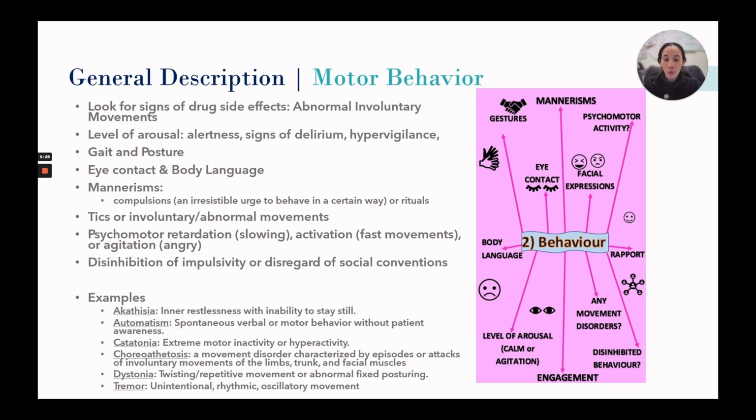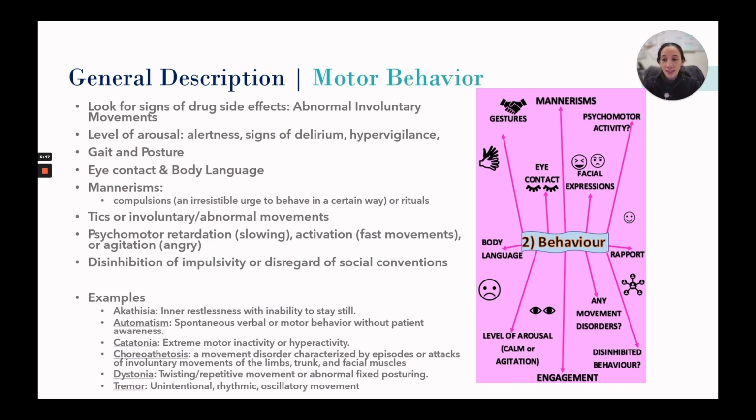We also want to make note of their mannerisms. They could have compulsions, which is an irresistible urge to behave in a certain way. We see this sometimes with OCD. They feel like they have to flick a light switch 3 times before they walk out of a room or things like that. They might also have rituals.